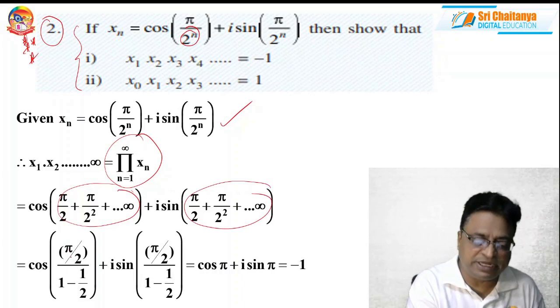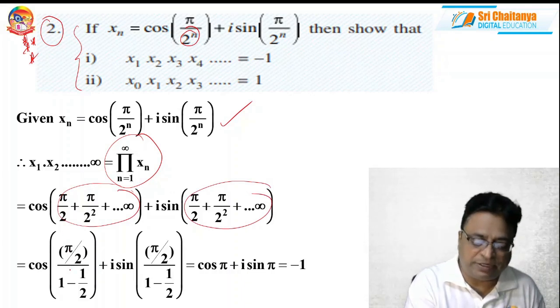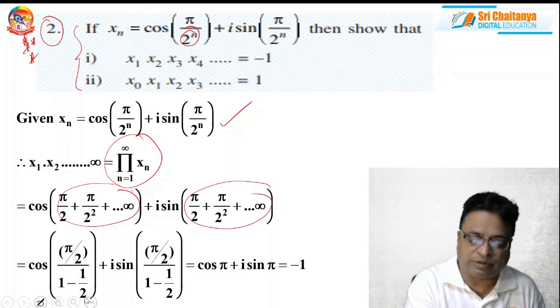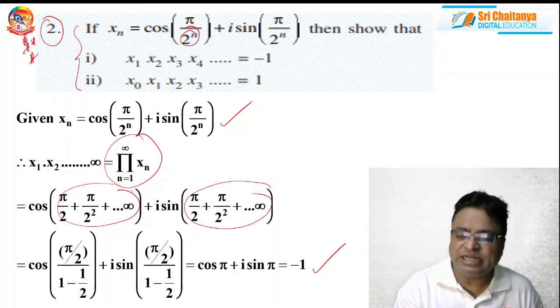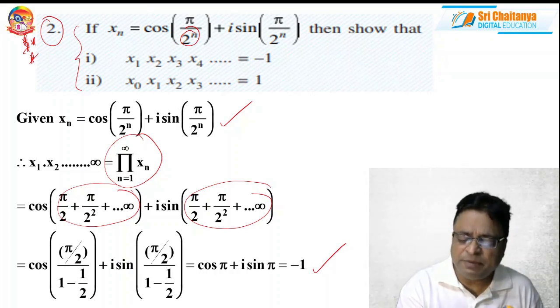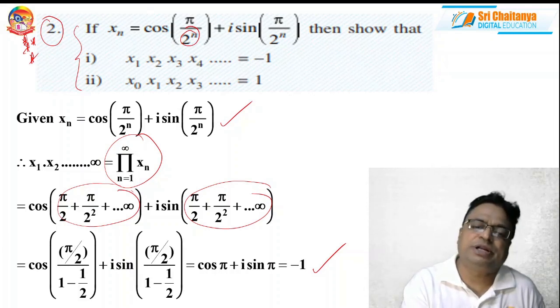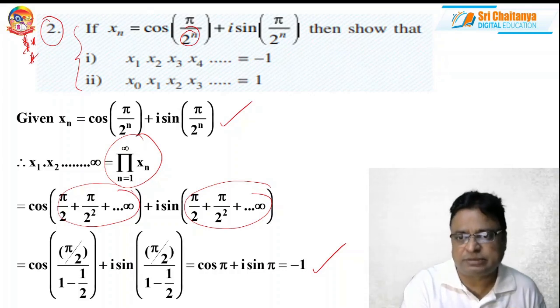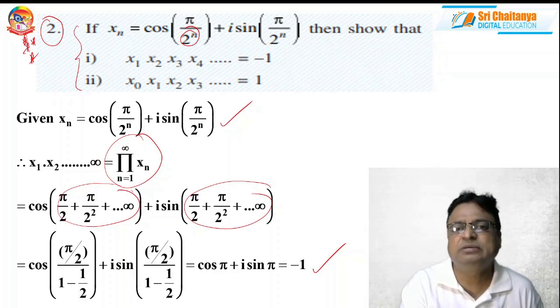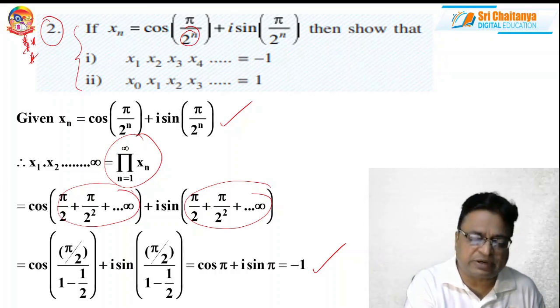This is an infinite GP: a by 1 minus r. So a is pi by 2, divided by 1 minus r. Common ratio is 1 by 2. So you simplify this, you can get the answer as what? Minus 1. So indirectly, this is what? A beautiful sum to infinite terms of the geometrical progression summation. Okay. And of course, here in the second question, x0 into x1 into. So if I have substituted x0, means what?